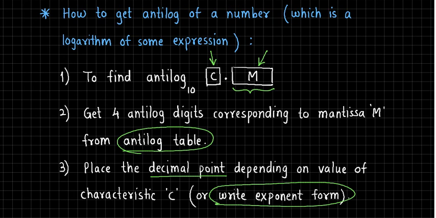Just to recap, to get the antilog of the given log quantity, first we refer to the mantissa part. From that we get the 4 antilog digits using the antilog tables, and then looking at the characteristic we decide where to put the decimal point, or alternatively we write the final answer in the exponent form. Let us solve an example so that this process will be clear.